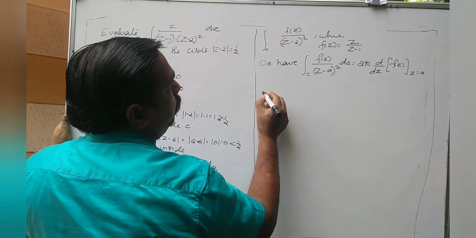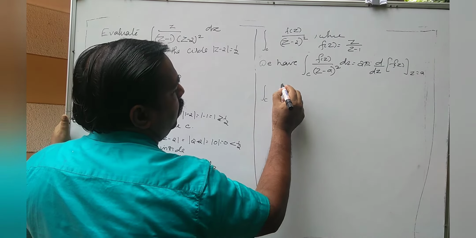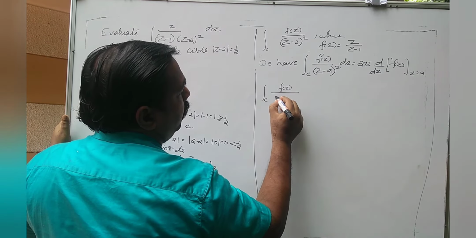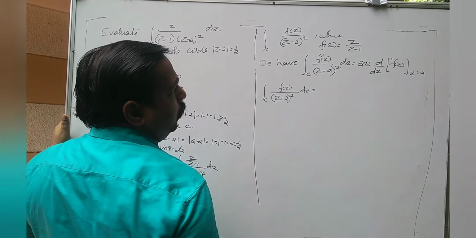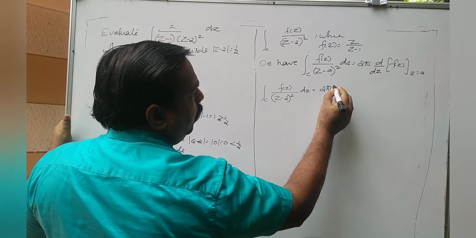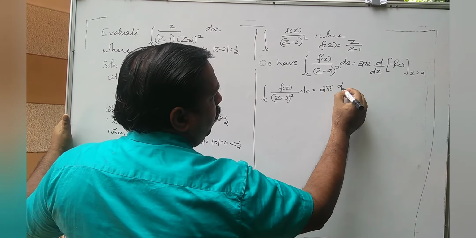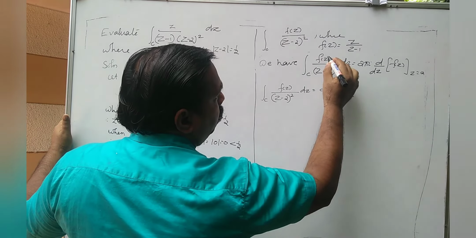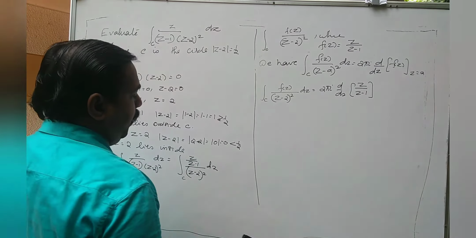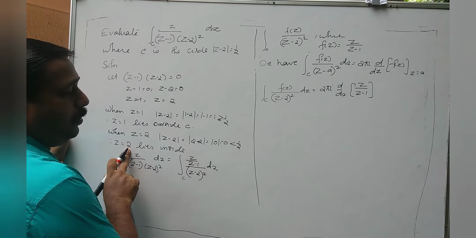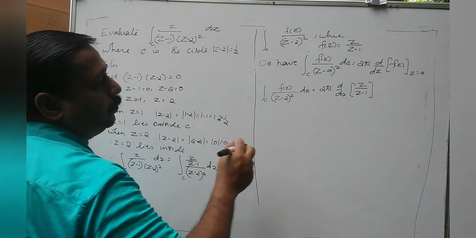So this is equal to the integral over C of f(z) by (z minus 2) the whole square dz, equal to 2πi into d by dz of z by (z minus 1). What is a? The inside point is 2. That is, a is equal to 2.